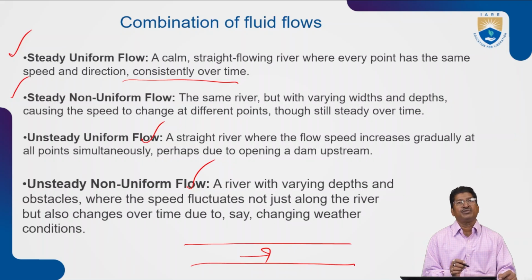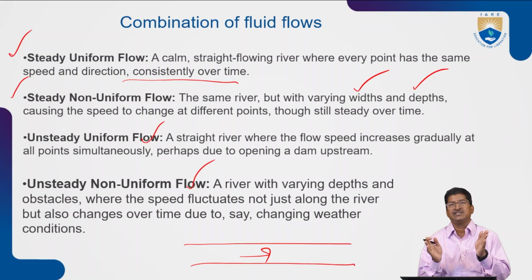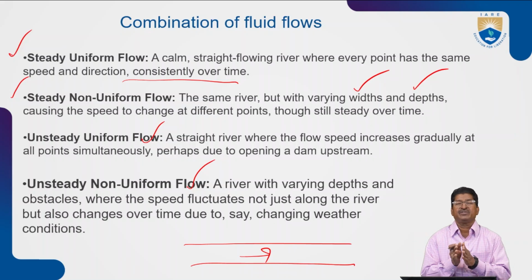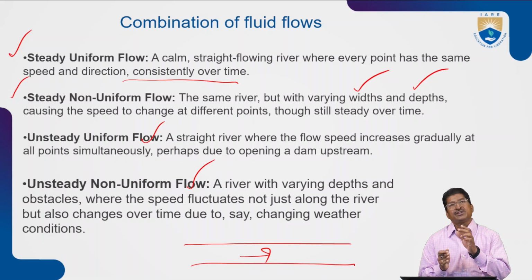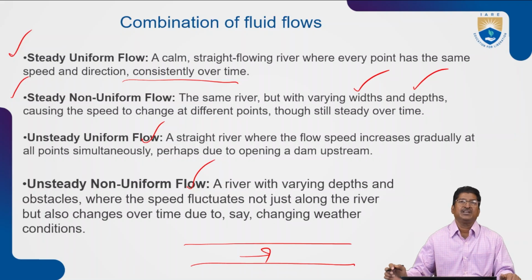Whereas the steady non-uniform is the same river but with varying widths. If width is varying and depth is varying, that is nothing but a varying diameter of pipe. In case of pipe flow, the diameter is changing. Here also the river width is changing, reducing or widening, or the depth is changing, low depth, higher depth. Because of this width-wise and depth-wise change, there will not be the same velocity at different locations. But at a particular point, the velocity is the same at any time. So that is steady non-uniform flow.